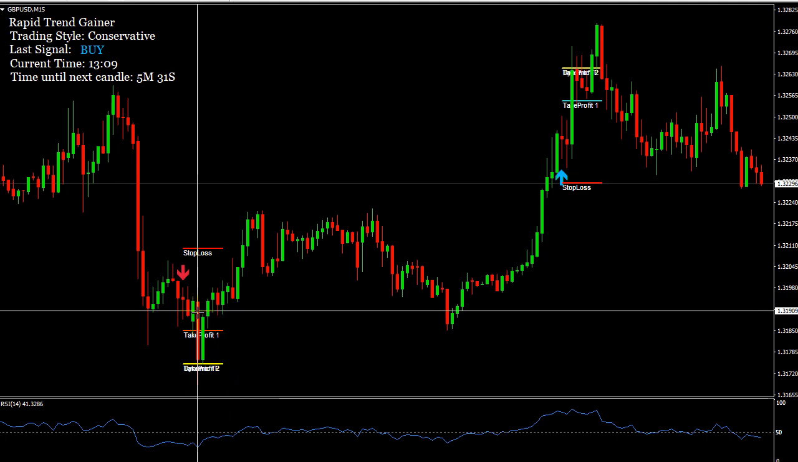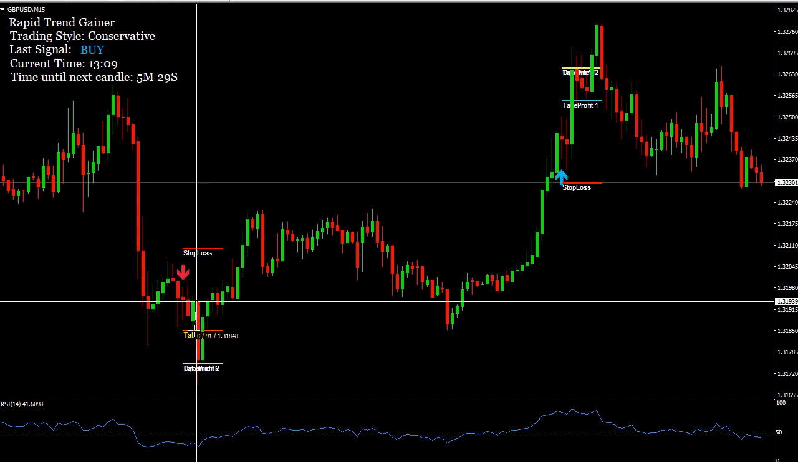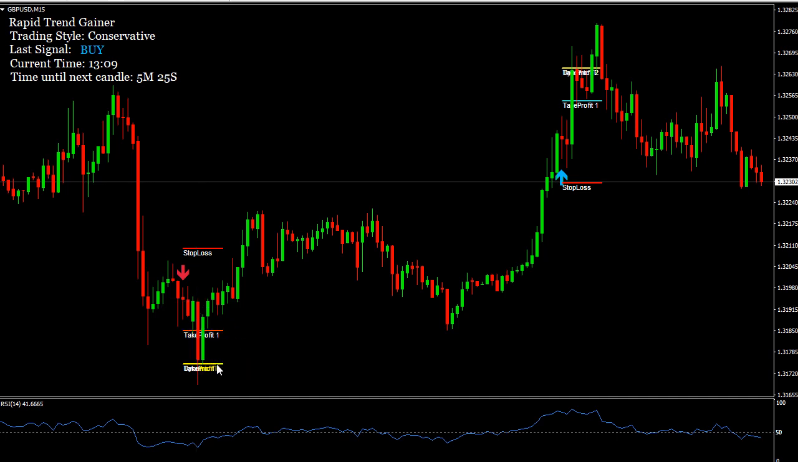Here's our targets down here. So your first target's pretty quick, right? It's 9 pips. That's almost a scalping style. And then you got 18 pips to this one here. Here's our stop loss, but you're out before that happens.